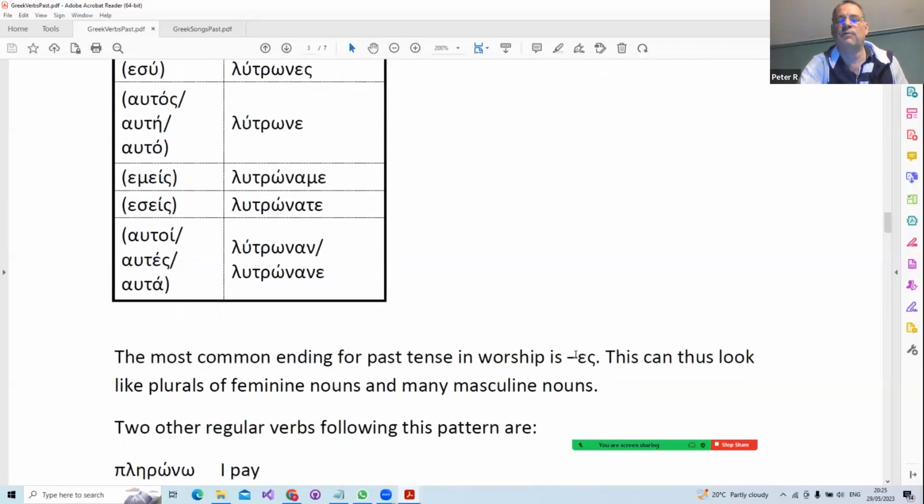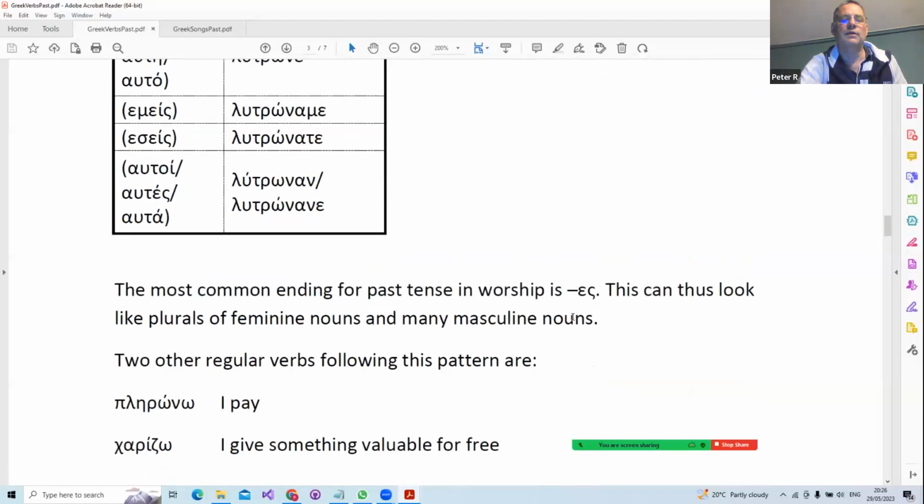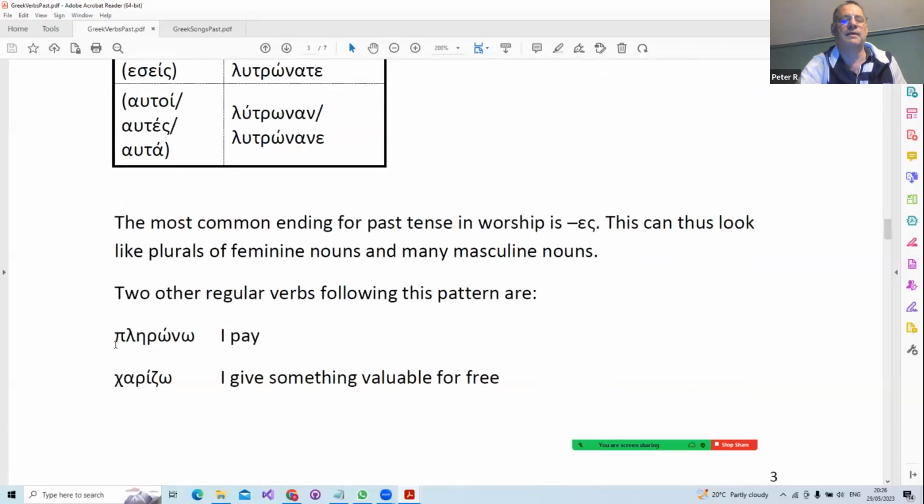Okay, so in worship, the most common one is S. Unfortunately, S we also use as a suffix for plurals of feminine nouns, and also many masculine nouns can have this. So we have to think back to our way of pulling apart sentences and trying to work out which is the noun phrase, which is the verb, and so on. And two other verbs follow this pattern, litrono, I pay. So this will become an S, and you'll have the business of changing the endings and maybe moving the tonos back. In most cases you do.